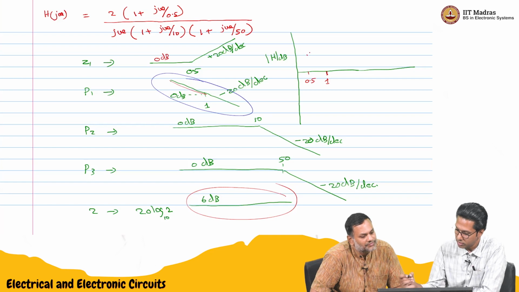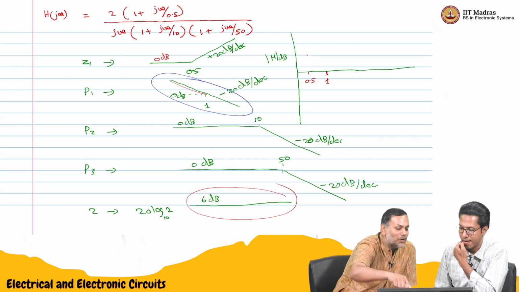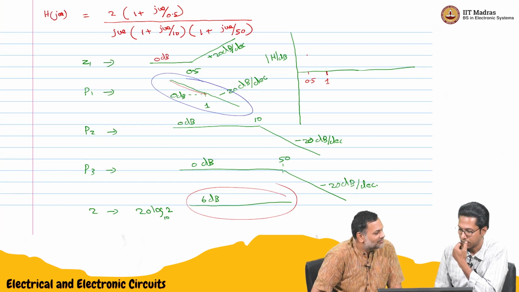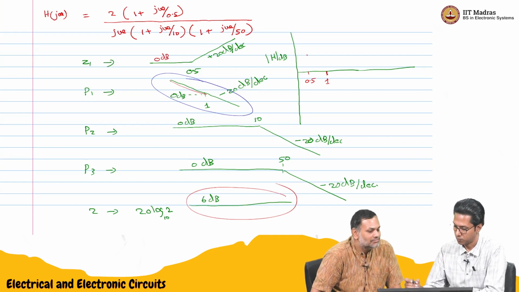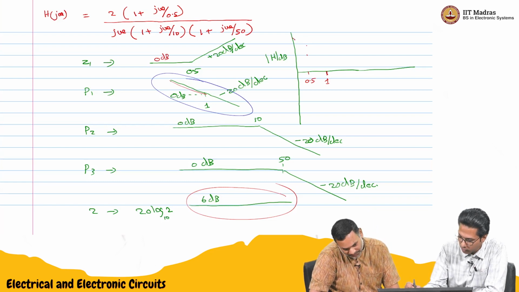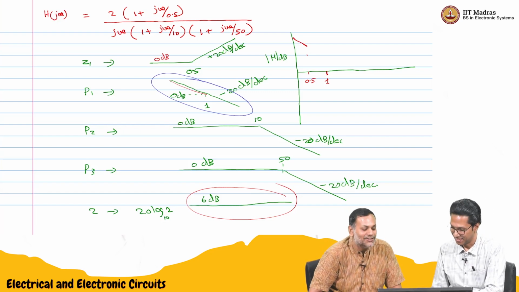So this value will be 6 dB? No, it's not. This value will actually be 20 log 1 by 0.5. It will be 20 log 2, isn't it? So most likely at 0.5 it will be 12 dB. Okay. We will look for the shape only, because exact drawing will be difficult. I think we also don't have space here.